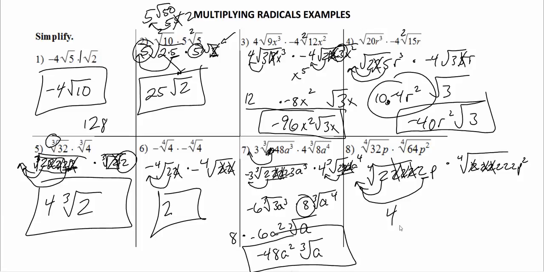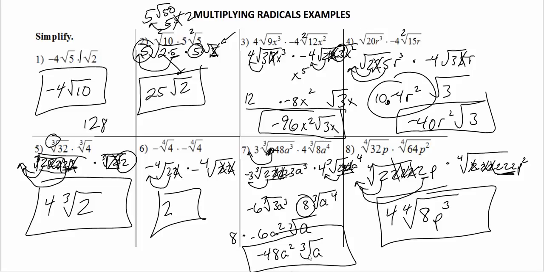2 2s came out, made a 4. I have the fourth root left. I have 3 2s, which makes an 8, 2 times 2 times 2. And then 3 p's, which makes p to the third power. That is your answer for number 8.